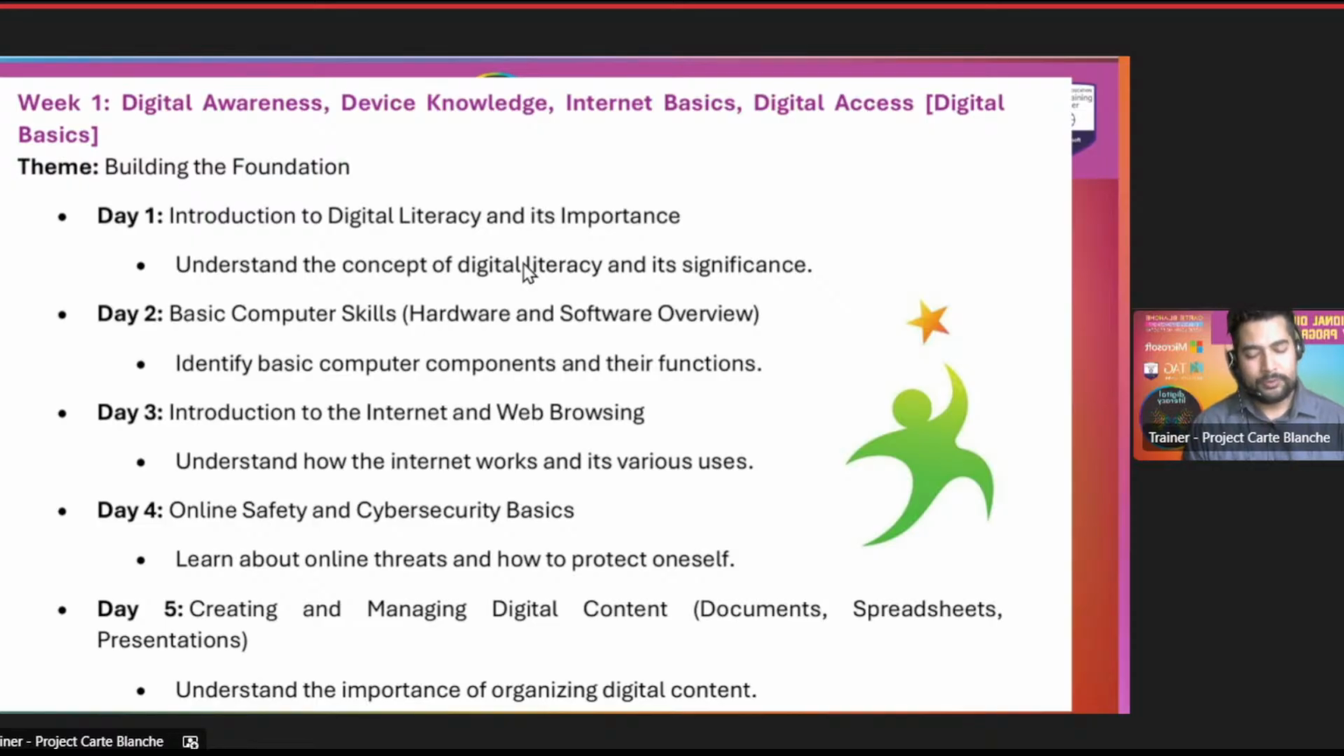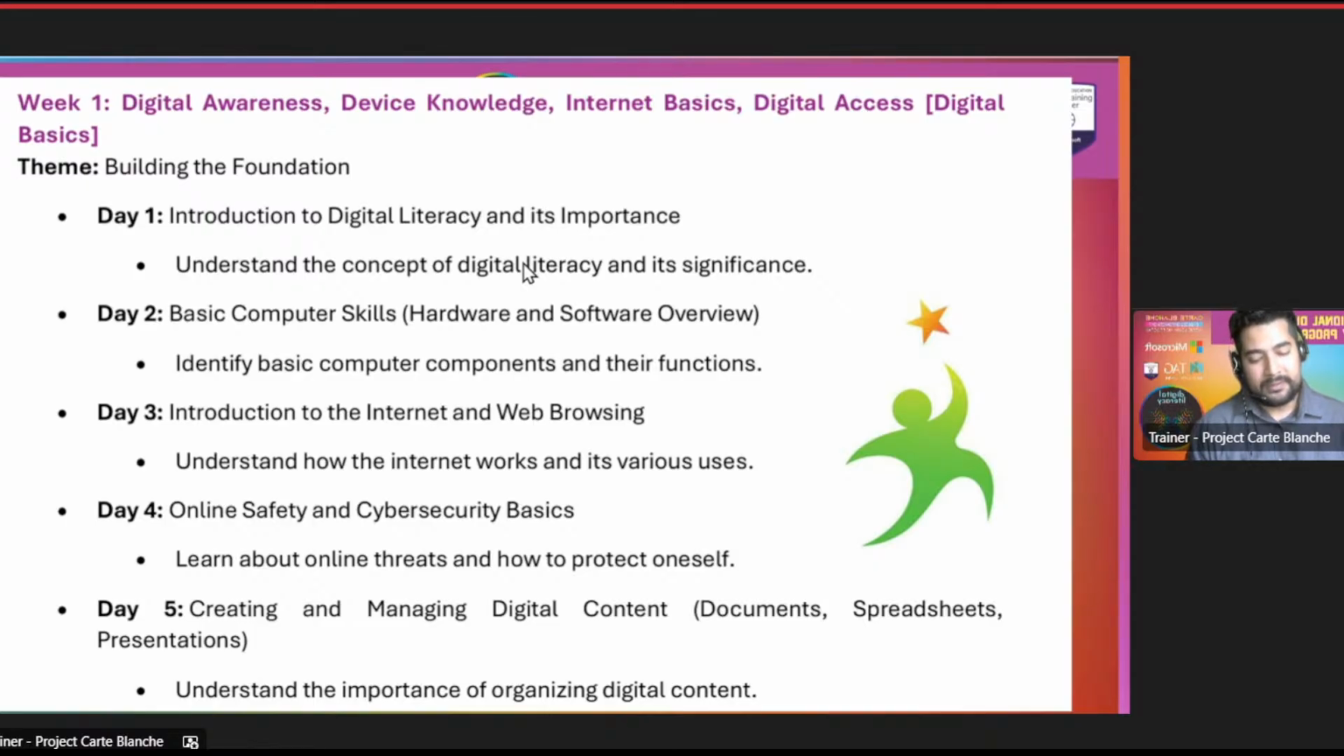Day 2, we are talking about the basics of computer skills, because all the school students who are associated are getting digital devices from Project Carte Blanche, especially for the selected sections.